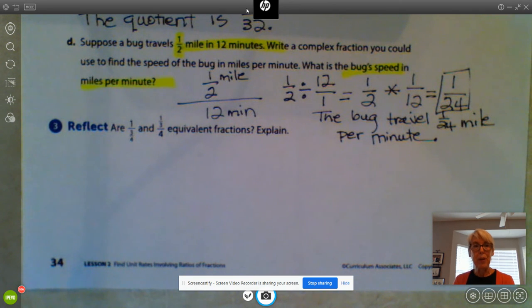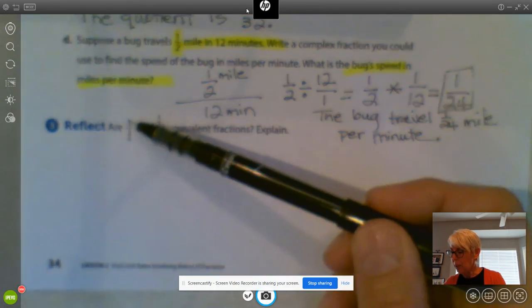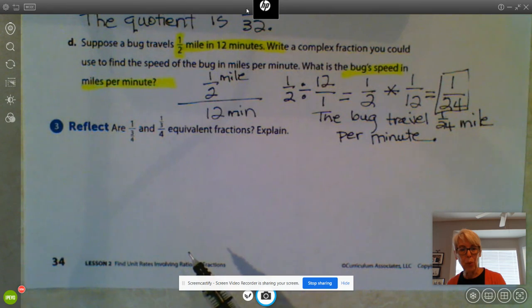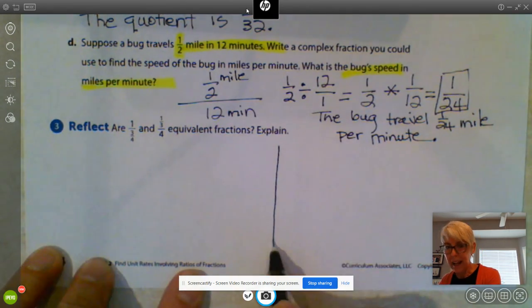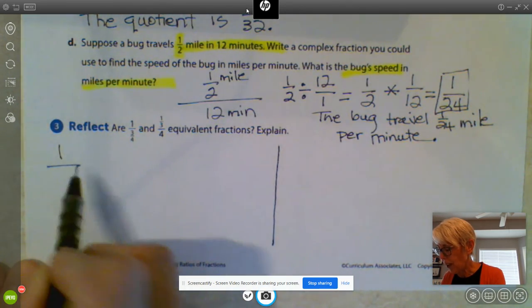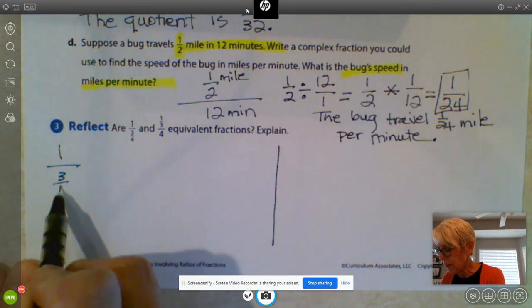Okay, now we get to do some reflecting, which means thinking back over what we've done. They're asking us about two complex fractions. Are 1 over 3/4 and 1/3 over 4 equivalent fractions? And explain. What we've got here are the exact same numbers, they're just in different order. So let's take a look at it. I'm going to divide this page into half. This side, I'm going to work with the first complex fraction, which is 1 over 3/4.